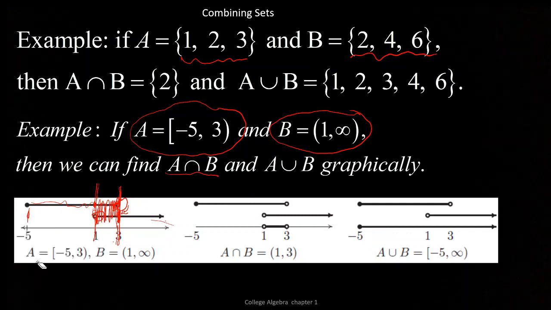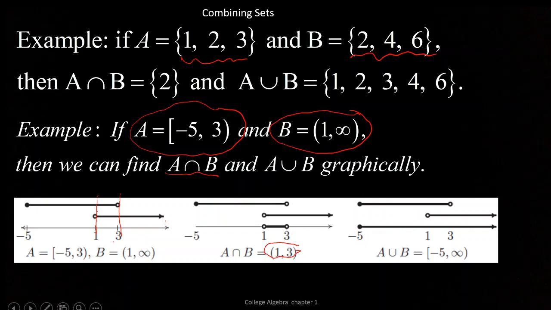So let me erase all that. If we want to do A intersect B, we have to pick these numbers. So A intersect B would be the numbers from 1 to 3, not including 1 or 3.